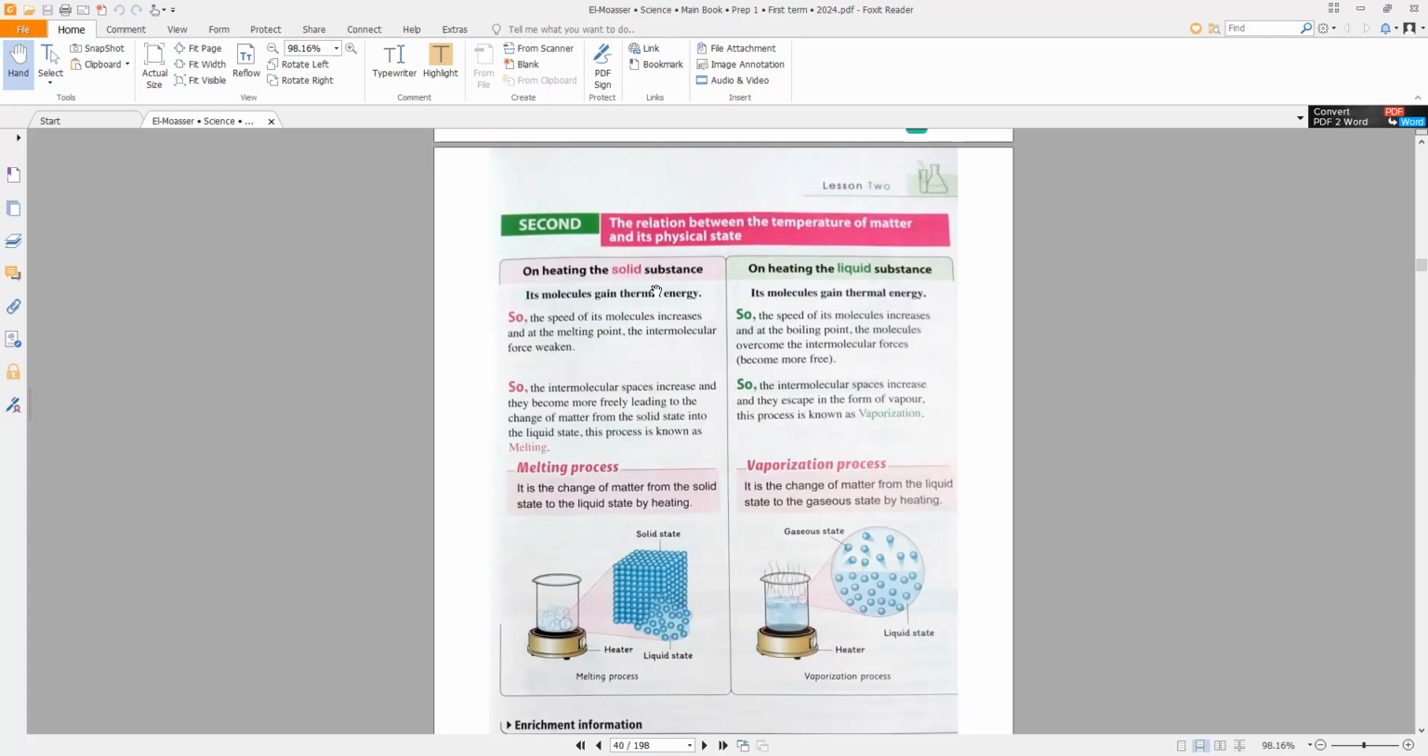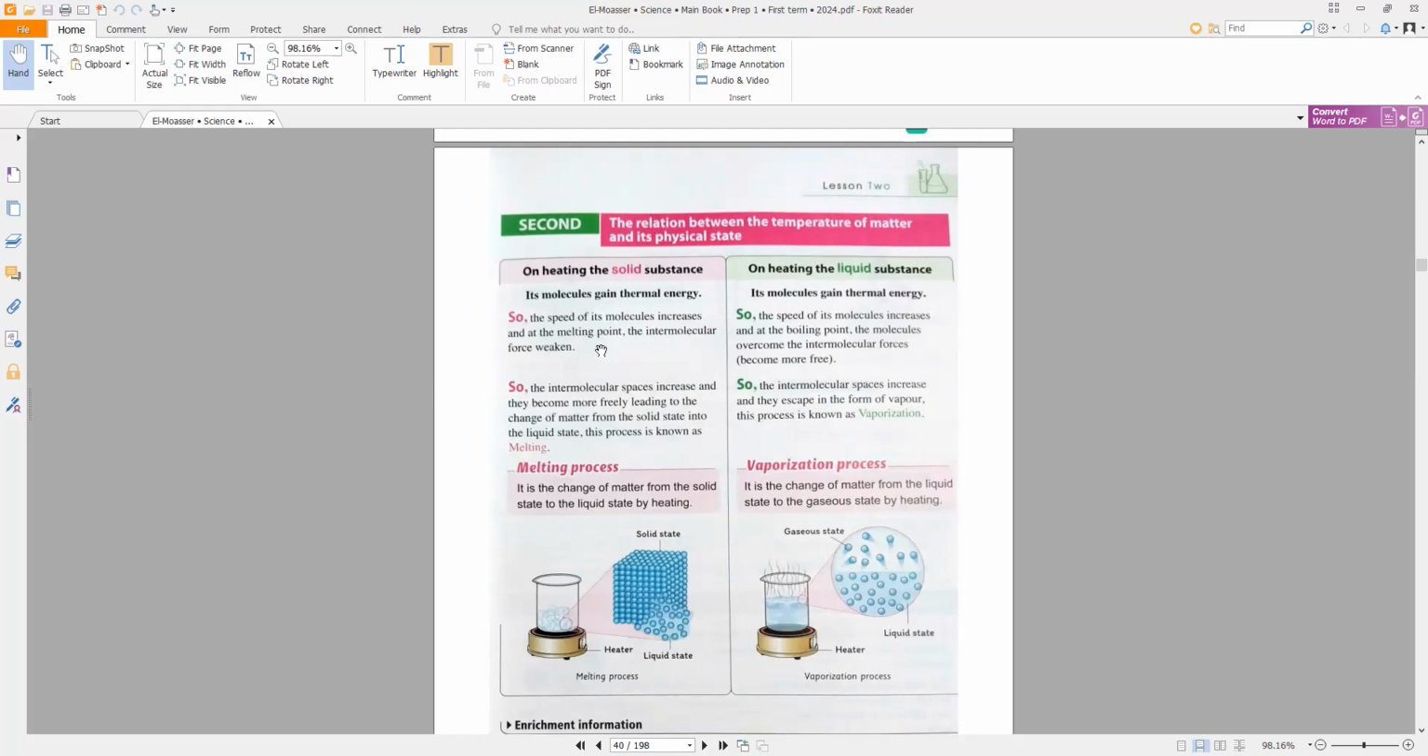On heating the solid substance, this solid substance gains thermal energy. So on heating, these solid substances that are formed from molecules, these molecules will gain thermal energy. After this, the speed of these molecules will increase, and when the speed increases, the intermolecular forces decrease or weaken at the melting point.